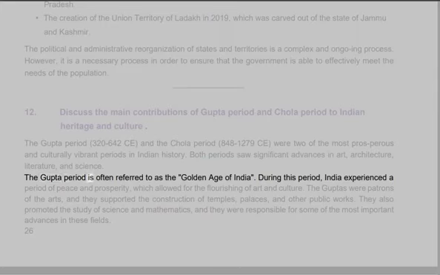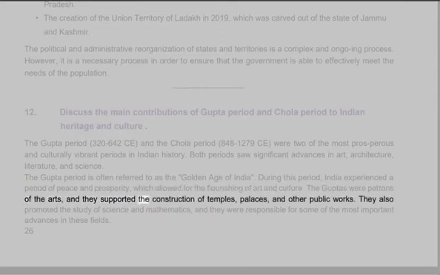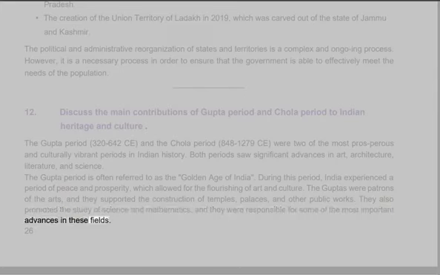The Gupta period is often referred to as the Golden Age of India. During this period, India experienced a period of peace and prosperity, which allowed for the flourishing of art and culture. The Guptas were patrons of the arts, and they supported the construction of temples, palaces, and other public works. They also promoted the study of science and mathematics, and they were responsible for some of the most important advances in these fields.